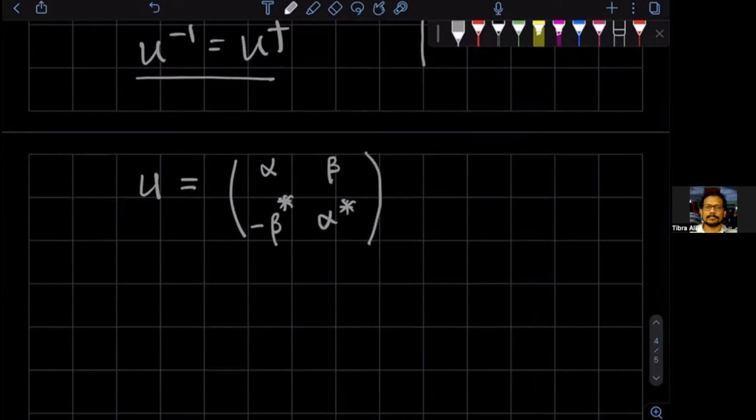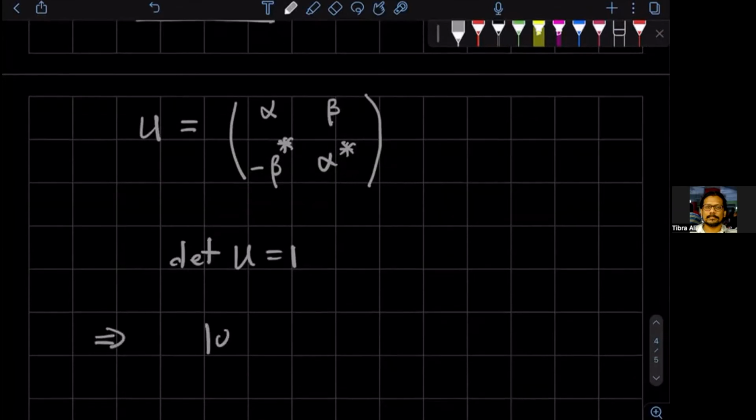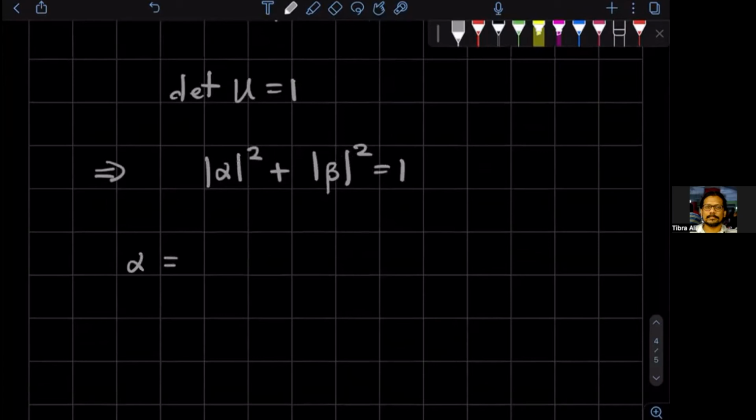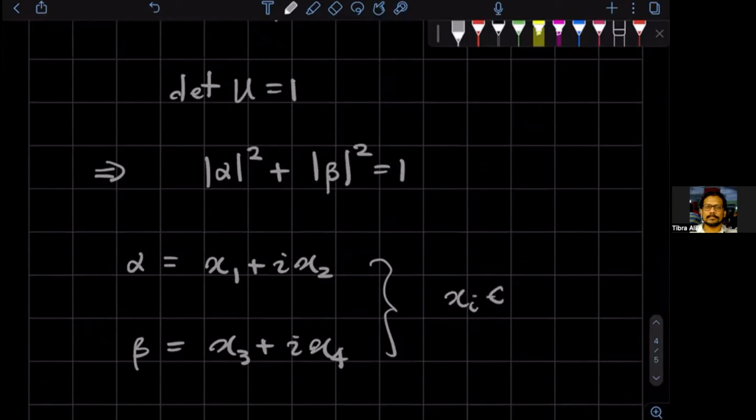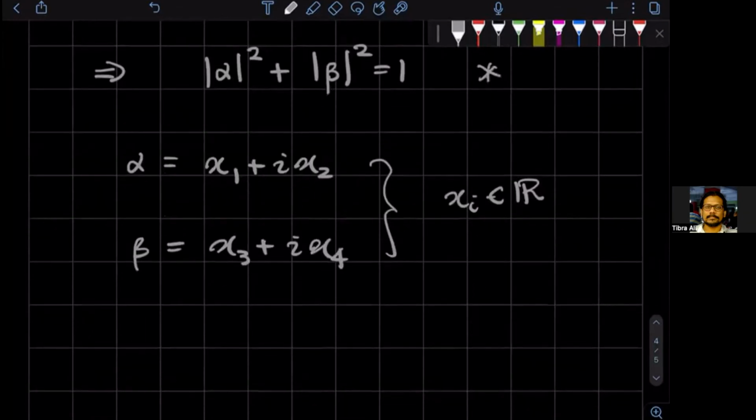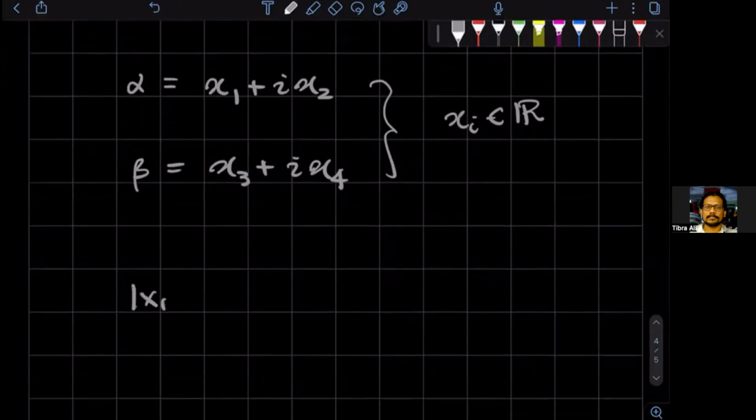Okay, so we still are missing one condition. We haven't imposed the condition that the determinant of U equals 1. So if I say determinant U equals 1, then that equation in terms of alpha and beta becomes mod of alpha squared plus mod of beta squared equals 1. And I can write this in terms of 4 real numbers. Alpha is, say, x1 plus i x2, and beta is x3 plus i x4. So here, all the xi's are real numbers. Then the determinant equation just becomes x1 squared plus x2 squared plus x3 squared plus x4 squared equals 1.